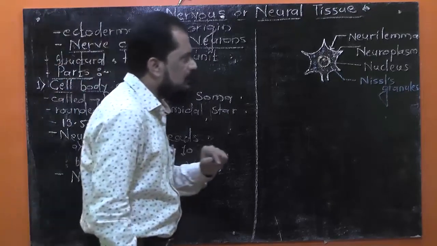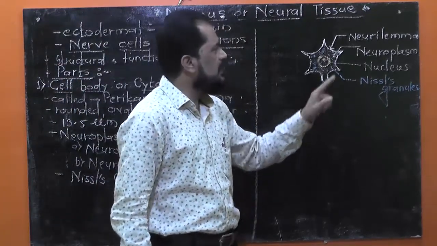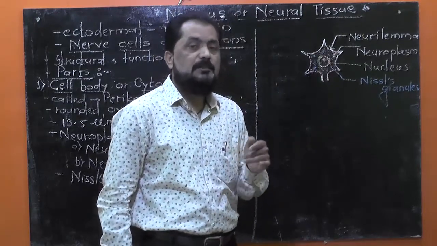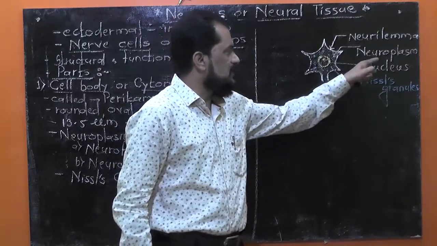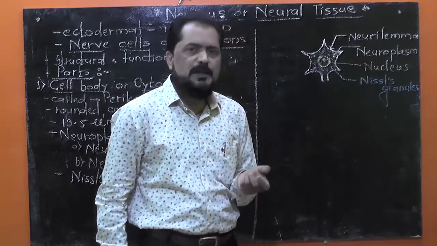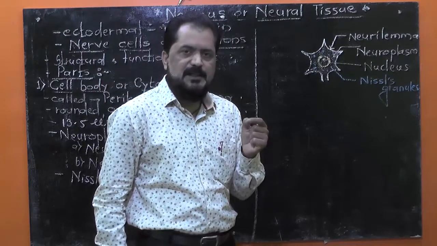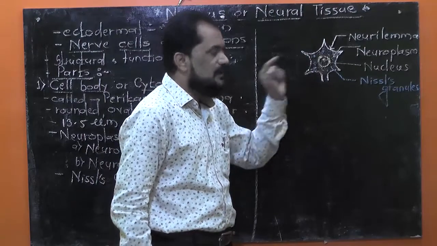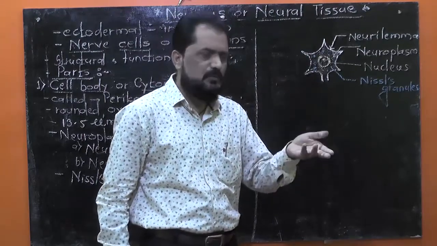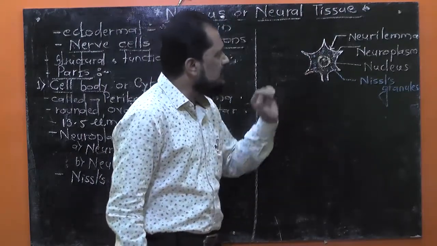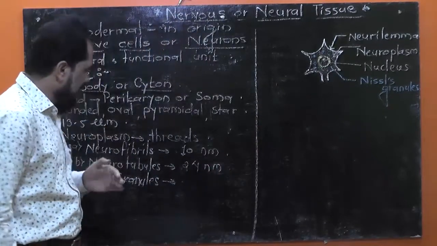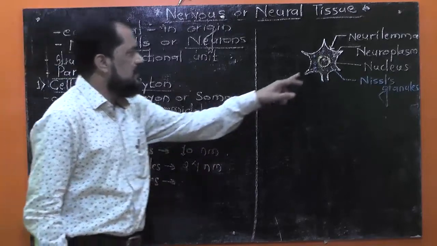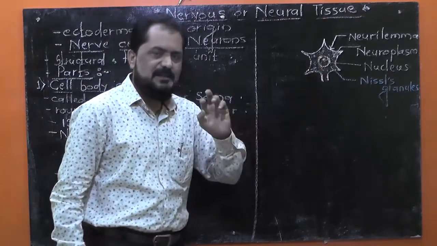The plasma membrane or cell membrane of cyton is known as neurolemma, while the cytoplasm enclosed by it is known as neuroplasm. This neuroplasm contains a central, single, large, distinct nucleus with a single nucleolus along with chromosomes. The neuroplasm contains many threads, that is neurofibrils and neurotubules, as well as many Nissl granules.